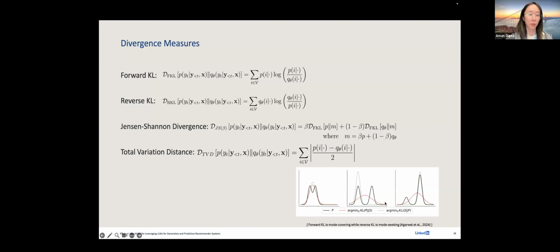Both forward and reverse KL can be unbounded, and there is a nice well-known one which is bounded, called generalized Jensen-Shannon divergence. All it does is interpolate between forward and reverse KL using a bounded coefficient beta ranging from 0 to 1. Finally, there is also a very straightforward one called total variation distance, which simply models the absolute distance between the two distribution curves.